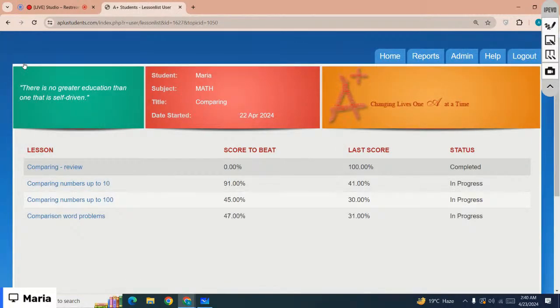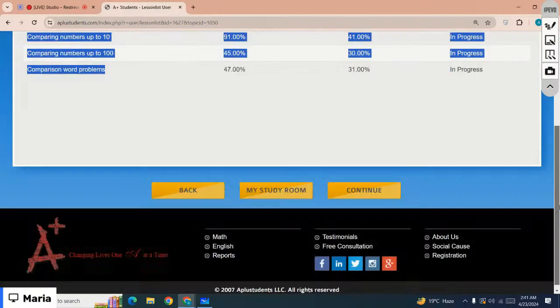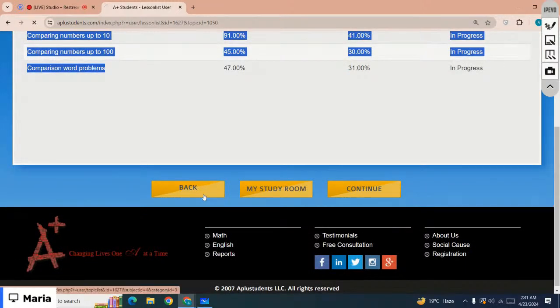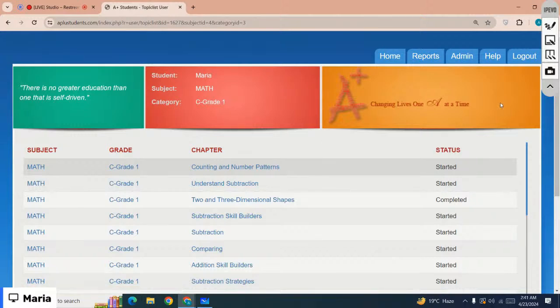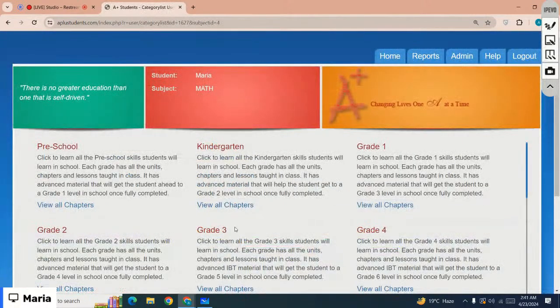So we are working on grade 1 math. The chapter we're working on is comparing. The lessons we have covered today are comparing review, comparing numbers up to 10, comparing numbers up to 100, and comparison word problems, right? So please make sure before the next session you complete all the practice questions for the lessons we did today. That is your homework until next session, right?